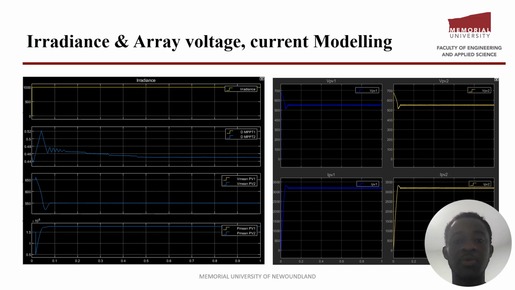Now, the simulations were carried out in two modes, or two scenarios. The first was when there was no fault applied to the system, and the second was when there was a phase A fault, or when the fault was applied to phase A of the system.